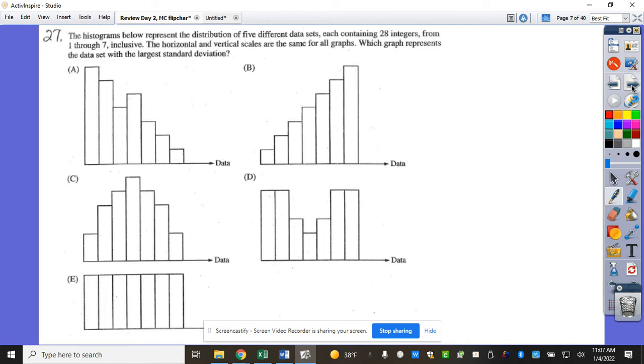I want to talk about the first half of this problem first because this type of problem tends to show up often on the AP exam. What they mean is this bar represents 1, this is 2, 3, 4, 5, 6, 7, and every single one of them. Whether you knew this or not doesn't necessarily mean it could keep you from doing the problem, but I want to explain this part. Each containing 28 integers.